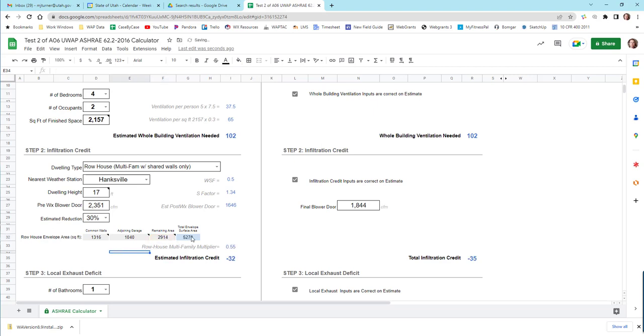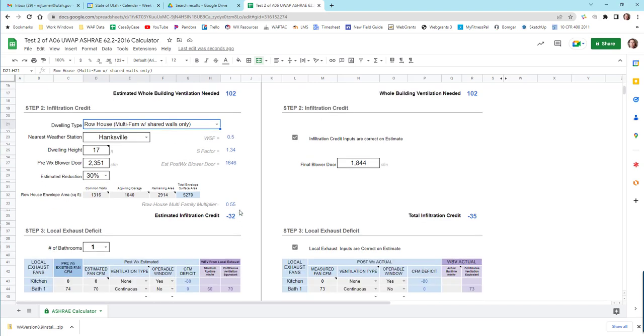And the blue box just adds up all of the surface area, and again we're trying to figure out what the fraction is, or what percent of all of the total surface area is exposed to the outside. And in this case the fraction is 0.55, or the percent is 55%. So we get 55% of our infiltration credit, because that's just the walls exposed to the outside. So 55% of that 57 would be 32 CFM. So that's what we get for an infiltration credit if this is a row house.